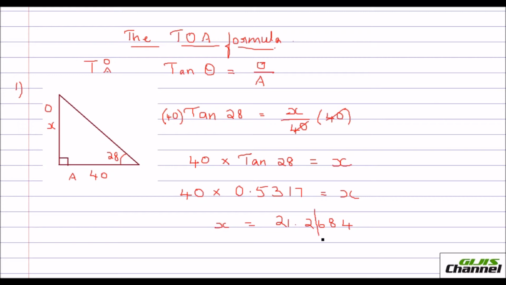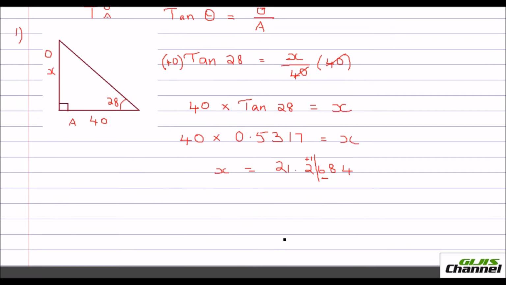Now since this is the length of a side, I can round it off to 1 decimal place. The number in the hundredths place is 6, which is more than 5, so I just add 1 to the number in the tenths place. So your answer is 21.3.